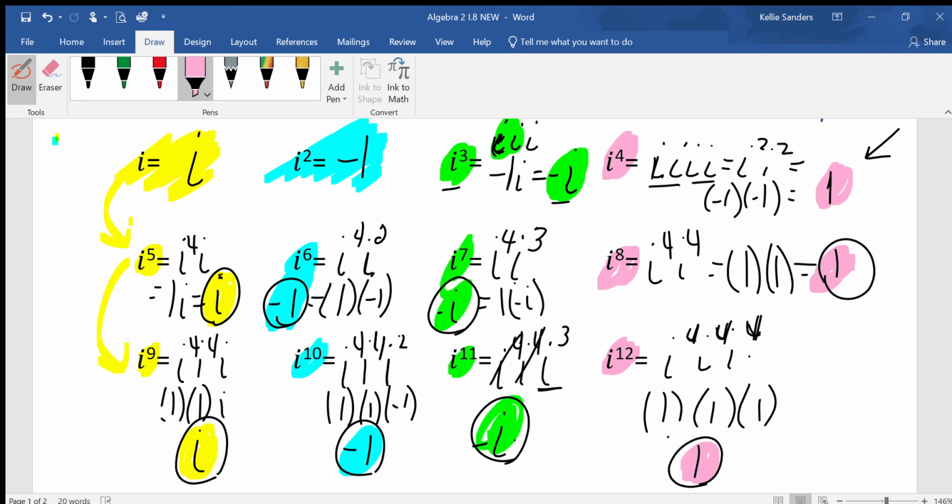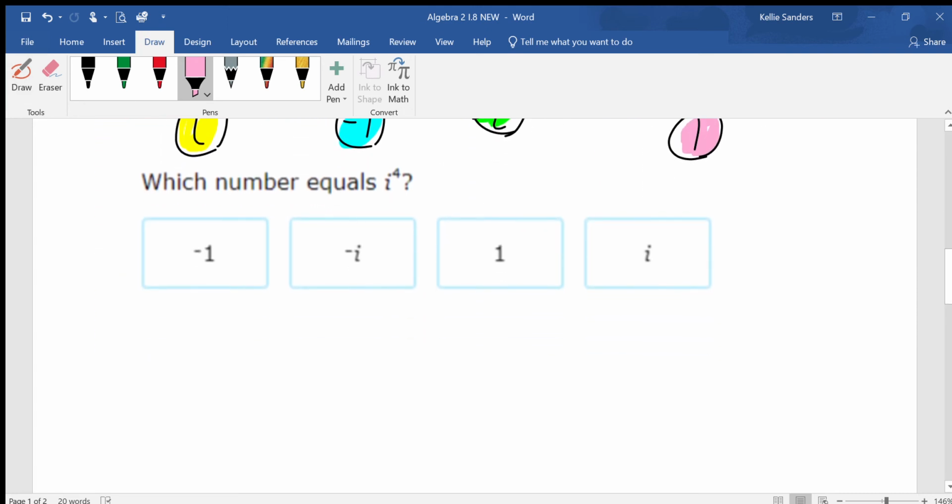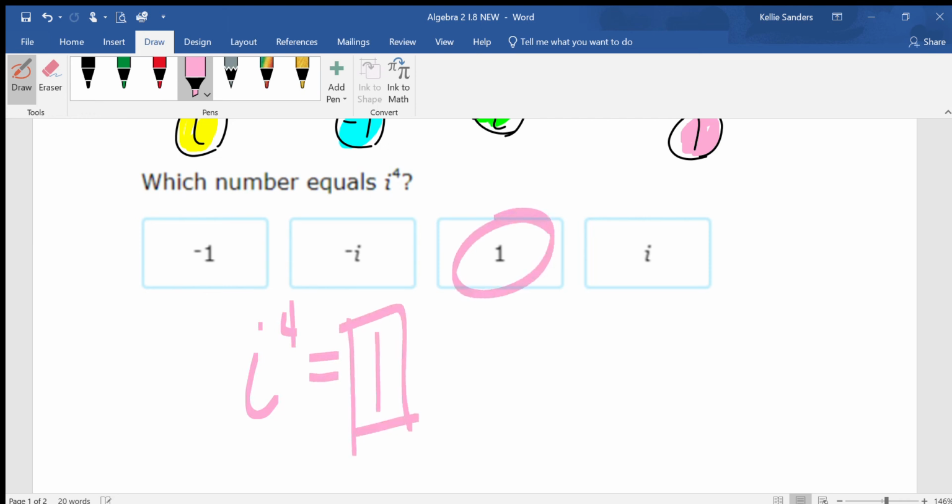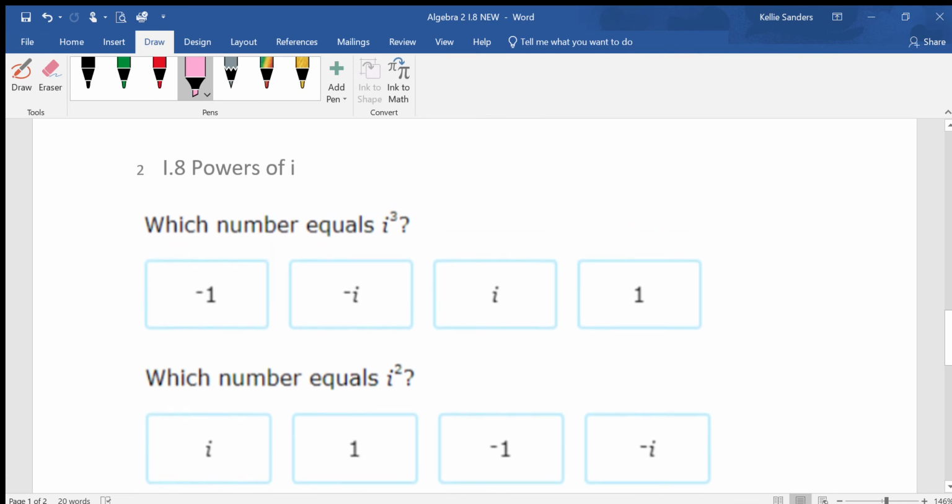Okay, so here's the thing. If you've noticed, it's a cycle. It repeats. How many are in the cycle? 4 different answers are in the cycle. Let's see if we can get it. Okay, the first couple of these should be fairly easy because we've already talked about it before. i to the fourth is that complete cycle of 4, so it's going to be a 1. i to the third is negative i. i to the second is negative 1.